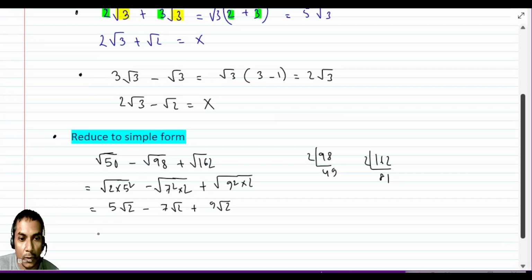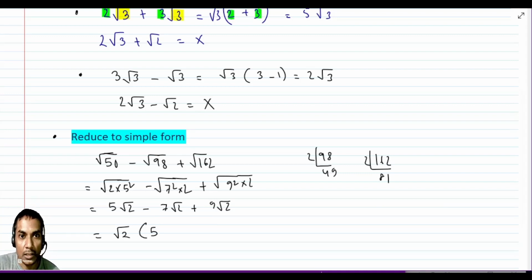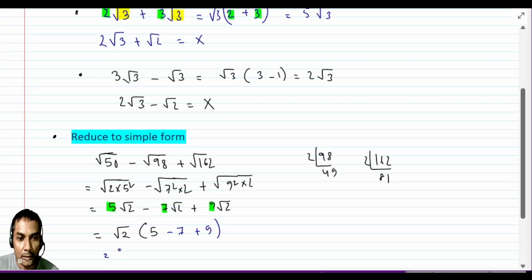Now what you have to do: we have learned that we have to take the irrational part common and separate the coefficients. These are the coefficients, remember. You have to separate them with the sign: 5 minus 7 plus 9. So 9 plus 5 is 14, 14 minus 7 is 7. So 7 root 2 is the right answer.